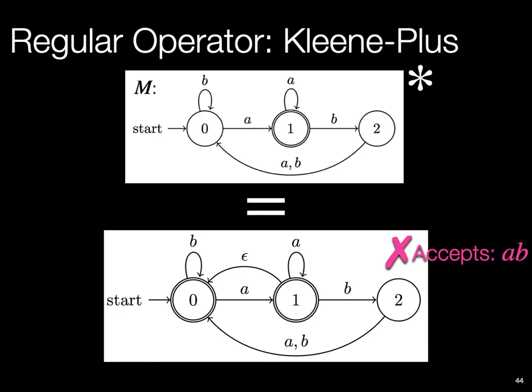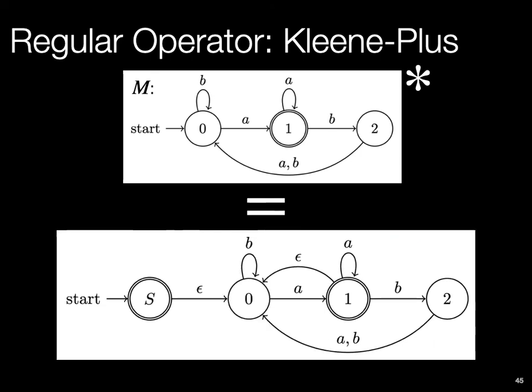To fix it, we simply add a new start state and transition on an epsilon to the original start state. Nothing else changes. So we get this correct NFA for the Kleene star of M. So every final state goes back to the original start state, and we add a new start state that is final and transitions on an epsilon to the original start state.